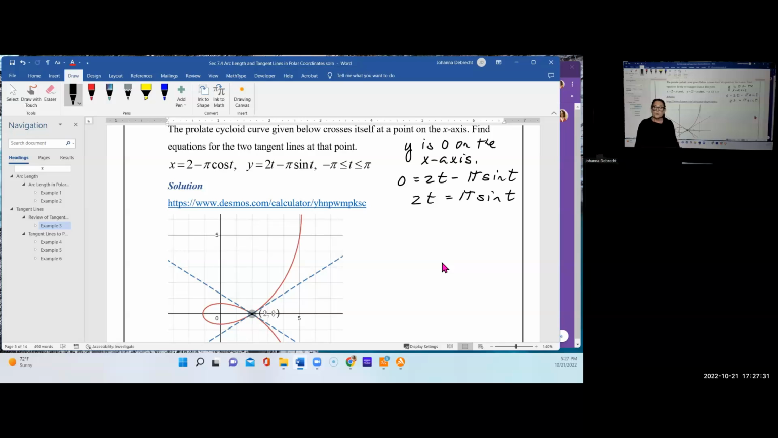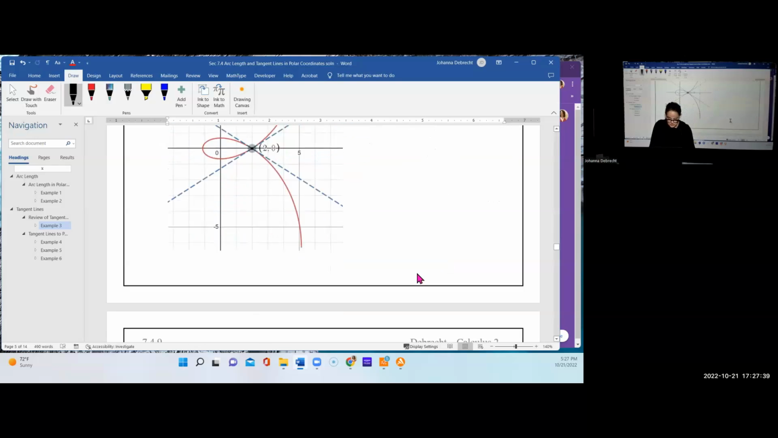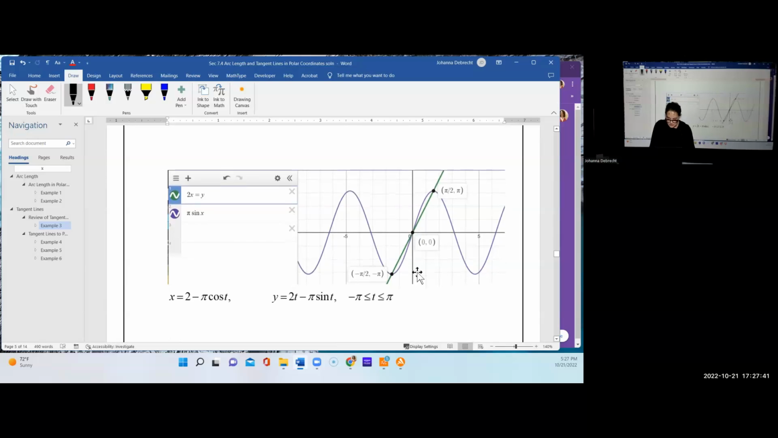But what we can do is use Desmos or some other graphing utility to help us out. So what I did, you'll see right down here in this picture, is I graphed y equals 2x to represent y equals 2t. And then I graphed pi sine of x, or pi sine of t. And I looked for where they intersected. Where are these two graphs equal to each other? So in a sense, this one is the 2t, and this one is the pi sine of t. And I'm looking for where they're equal, where they cross, where they touch.